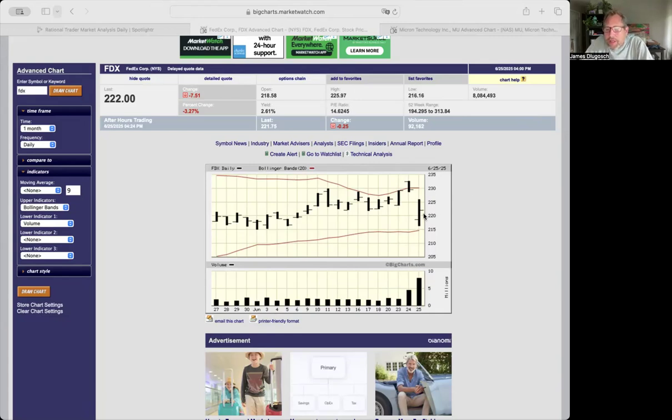Now, it's interesting to note what happened here. Look at where FedEx closed, right at the mean. I'm pounding the table on this, folks. Reversion to the mean. Reversion to the mean is a very real effect in the market. It is something that happens time and time again.